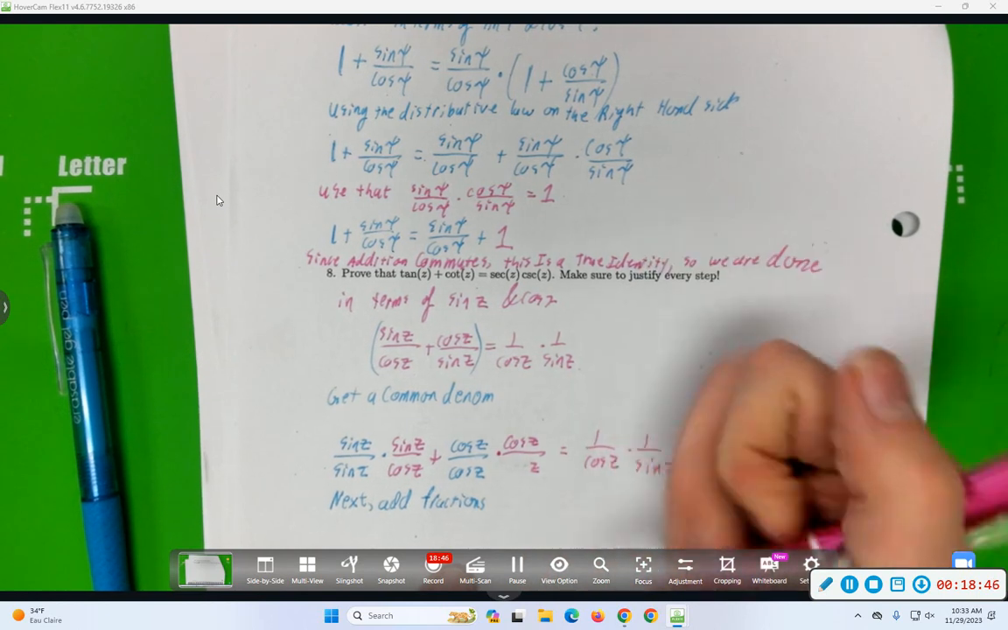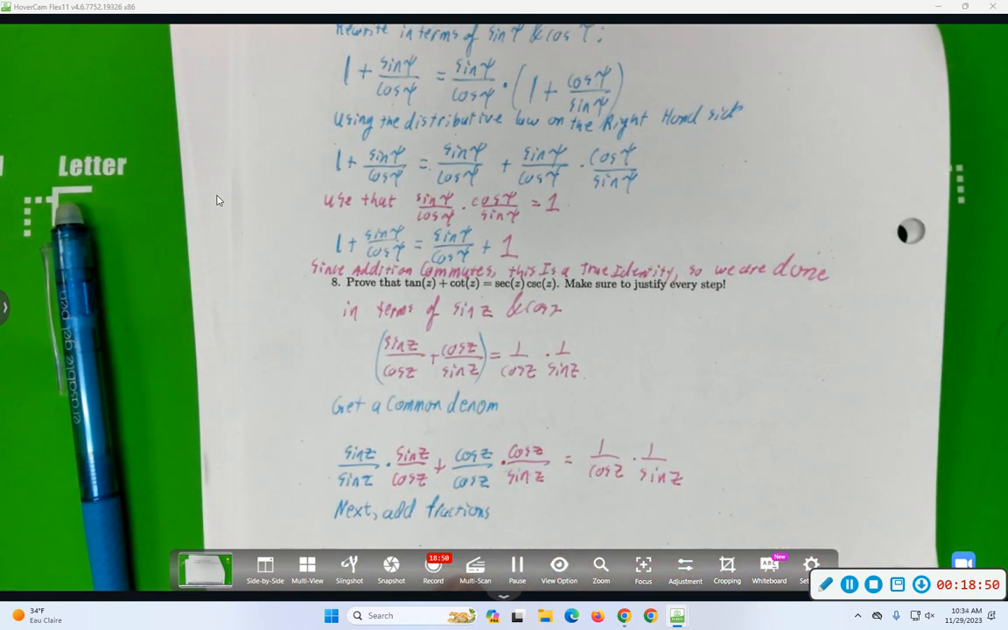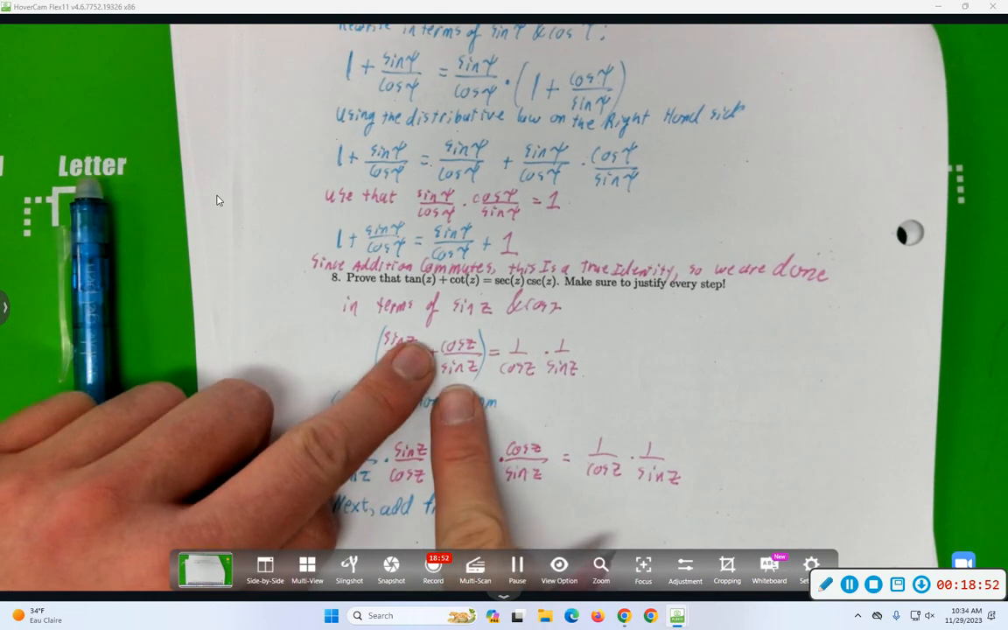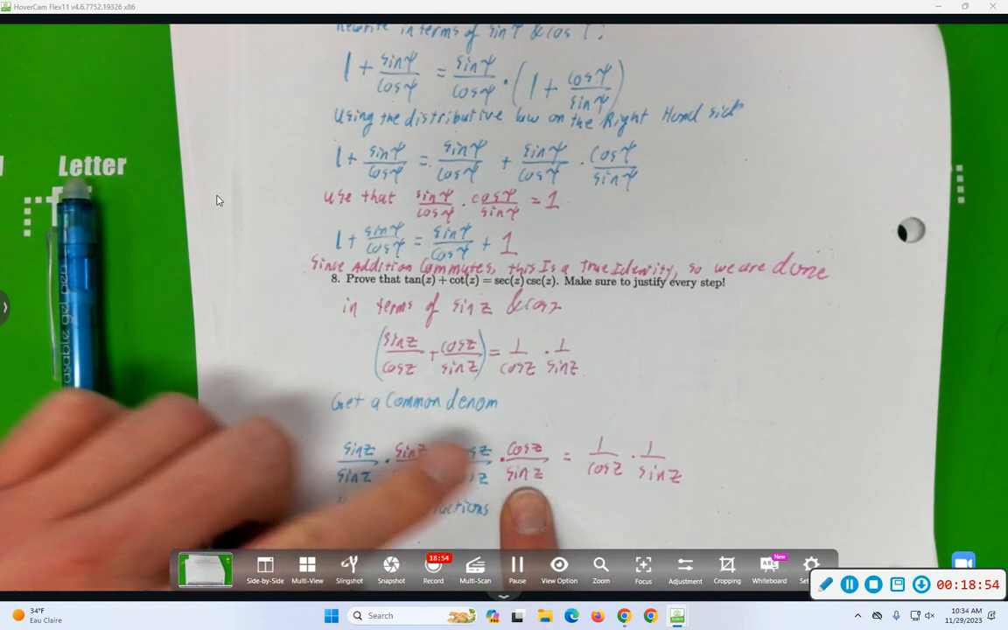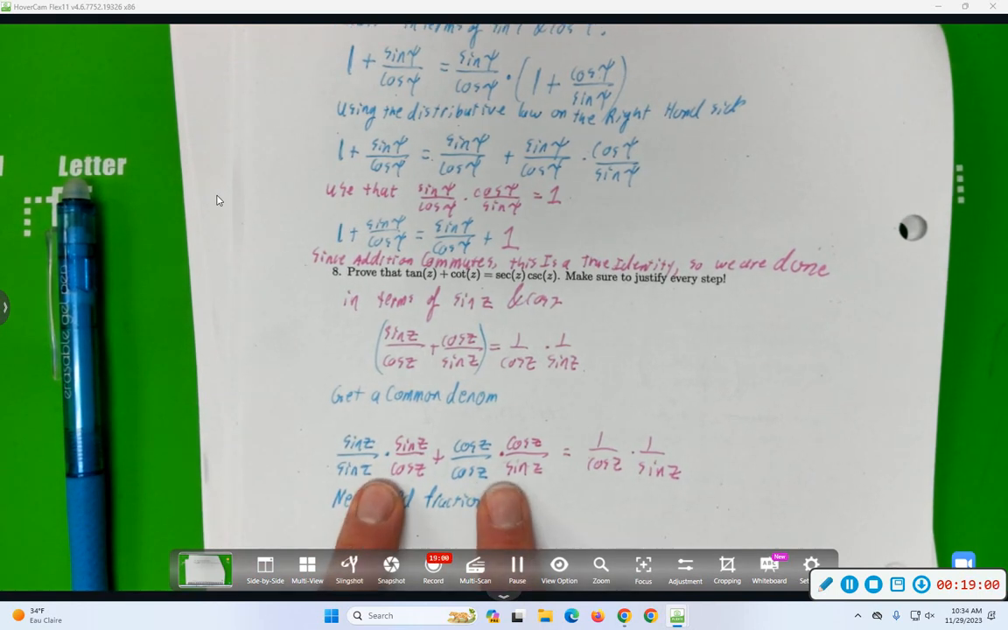Well, you agreed with me even though there was a typo. That should have been a sine z, shouldn't it? Cosine divided by sine became that cosine divided by sine, multiplied by cosine over cosine. So, now that you have a common denominator, you can add fractions.